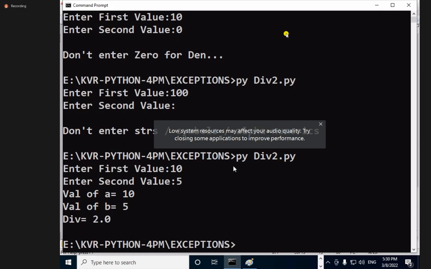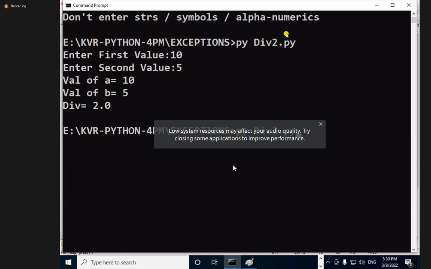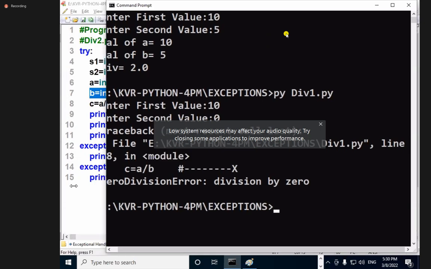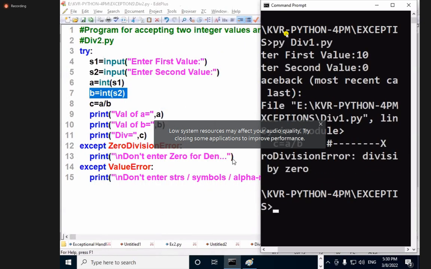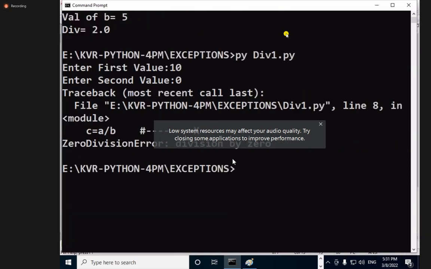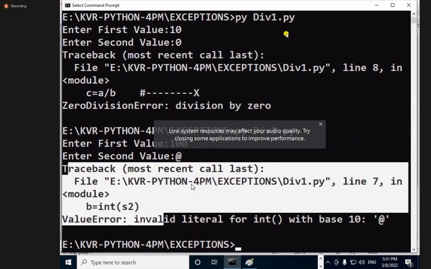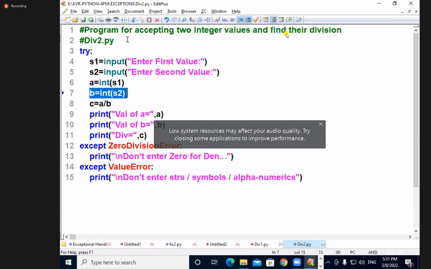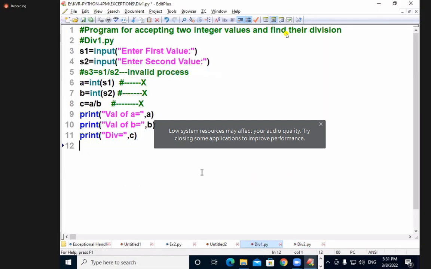Easy or difficult? You go to div1, student. Take div1, first value, second value 0. Which message did I get? Enter once again. This is called what? 100 and then something like the @ symbol. What message did I get? Which program is stronger? The div2 program is stronger than what?